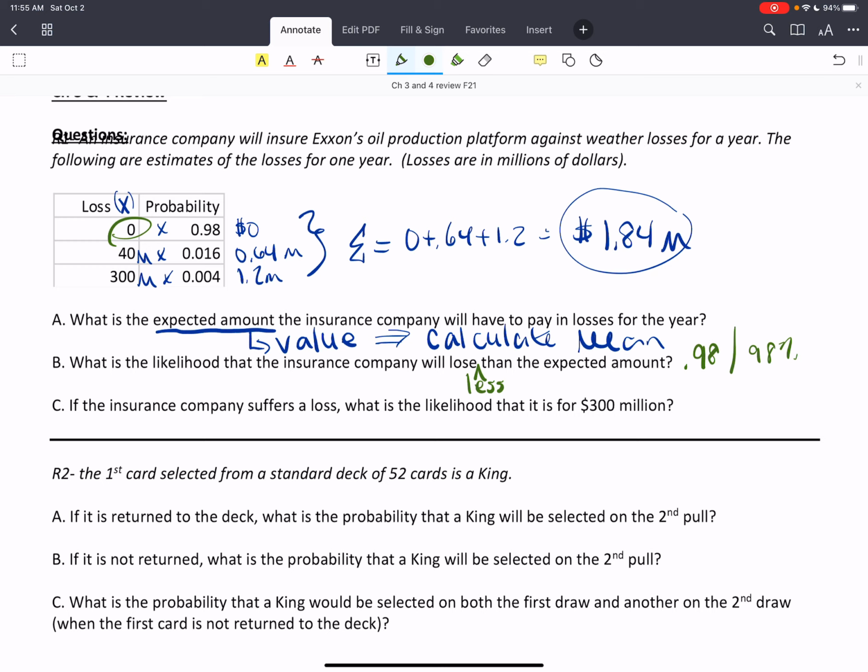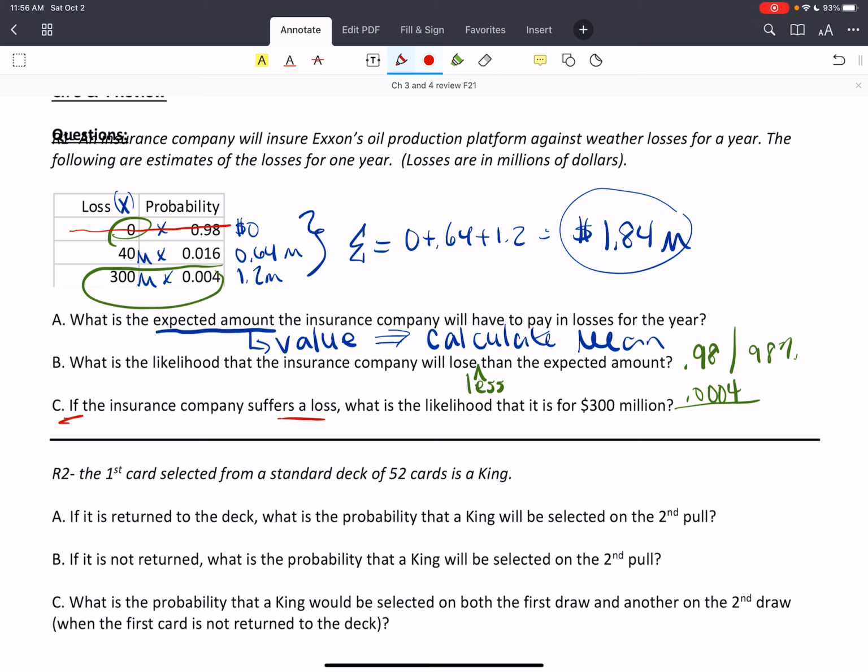And then finally, if the insurance company suffers a loss, what is the likelihood that that is for 300 million? Okay, and so we take that probability here for 300 million of 0.004, and we're going to divide that by just these two probabilities here, because it says if the insurance company suffers a loss. So this first one, we don't suffer a loss, so we're ignoring that one, okay?